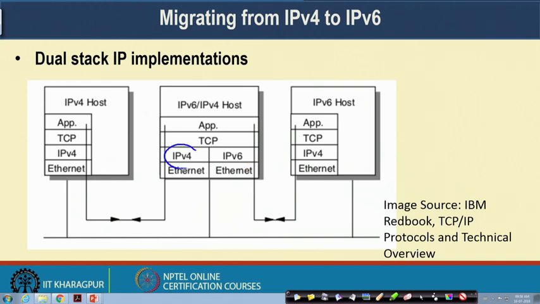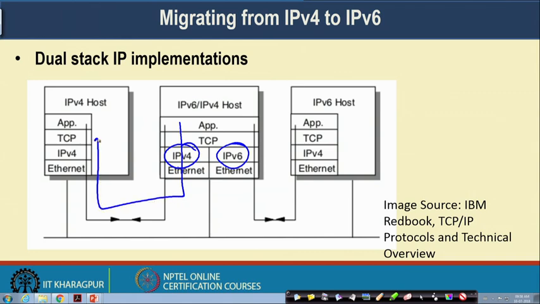One is the dual stack support. In case of dual stack support, you have support for both IPv4 and IPv6 in the same protocol stack. So, if you are communicating with an IPv4 machine, then you use this part of the stack to communicate with the IPv4 machine. If you are communicating with an IPv6 host, then you use this IPv6 stack. So, that means a single machine should have both the IPv4 stack as well as the IPv6 stack.